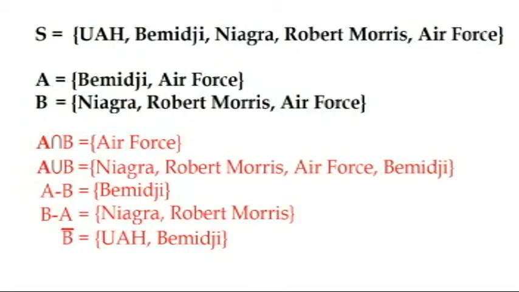The set difference of A and B is every element that is in A, but is not in B. Similarly, the set difference of B and A is every element in B, but not in A. Therefore, the Air Force is not mentioned, because it is also in set A. The final notation is the complement of B. This set contains every element that is in the sample space, but not in B.